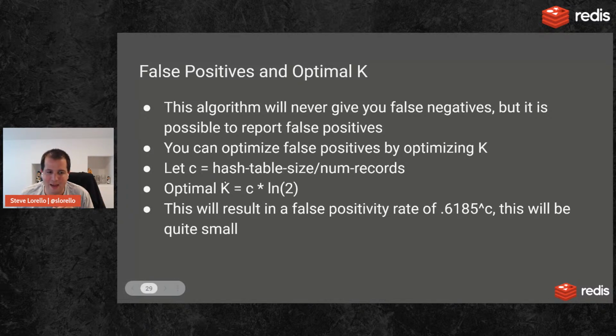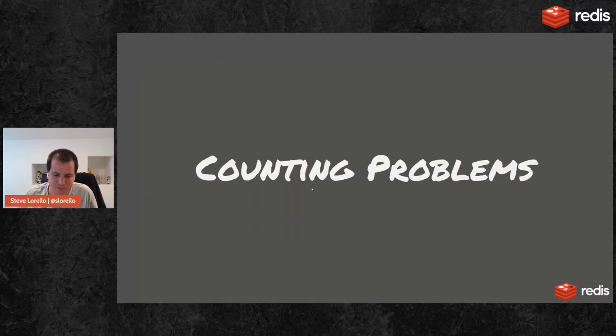And you can optimize K by multiplying that constant by the ln of 2, the natural logarithm of 2. And this will result in a false positivity rate of 0.6185 to the C, which is going to be quite small. And don't ask me how that's calculated because I have completely forgotten how to calculate this. But it's in one of the proofs of the paper that initially introduced the Bloom filter.